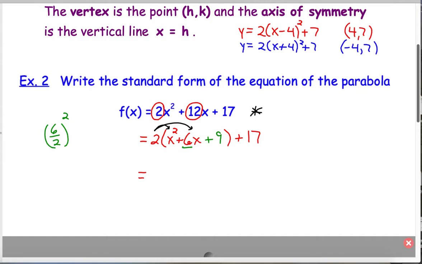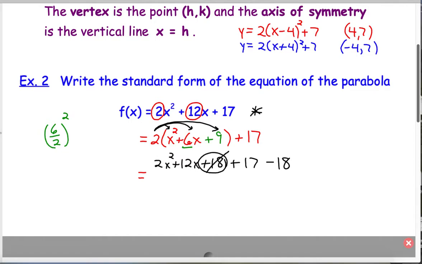Now if I just put a plus 9 there, and I distribute this 2, I wind up with 2x squared plus 12x plus 18 plus 17. And that's not what I started with. I didn't have this plus 18. So I need to offset that in my expression, I should say. I need to offset that by taking away 18 as well.